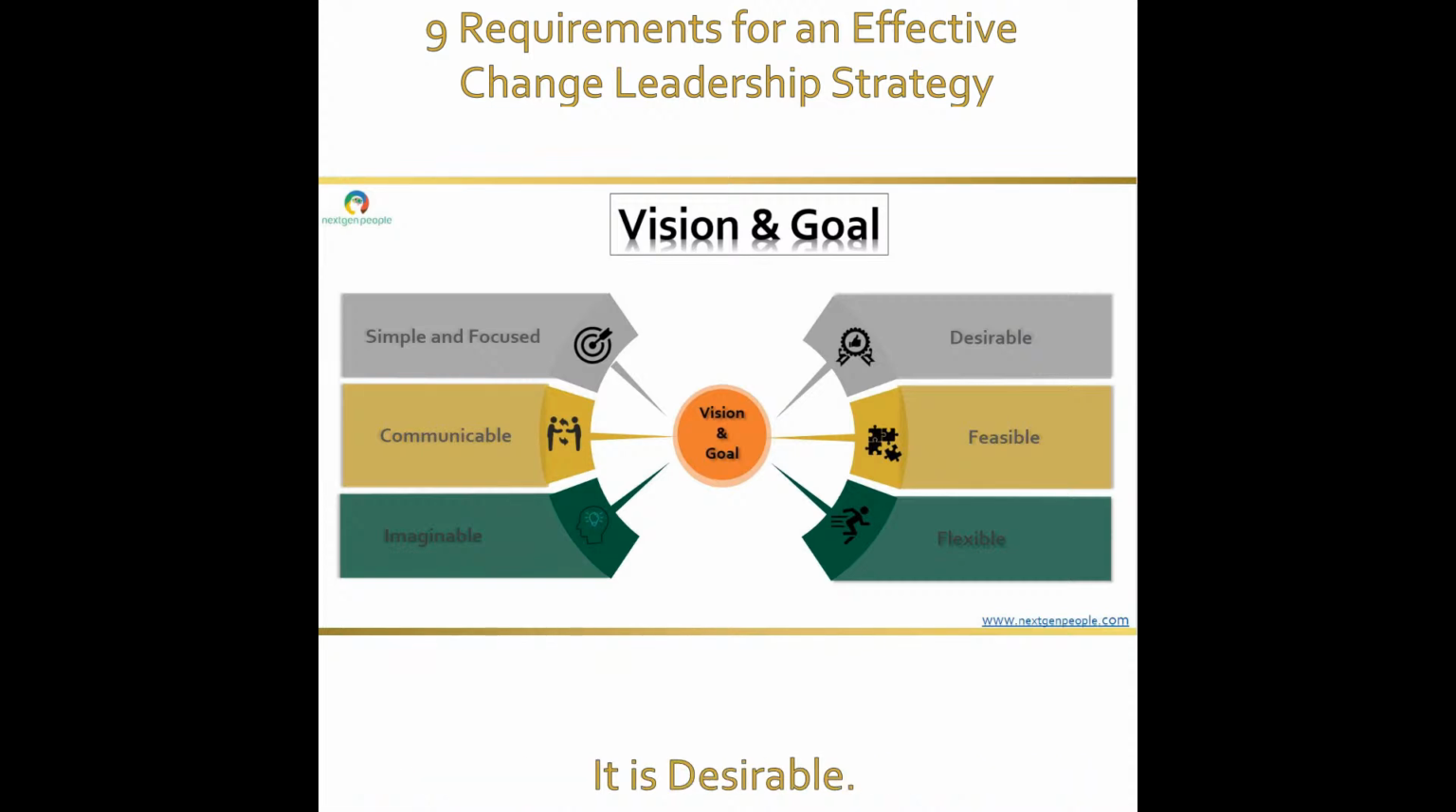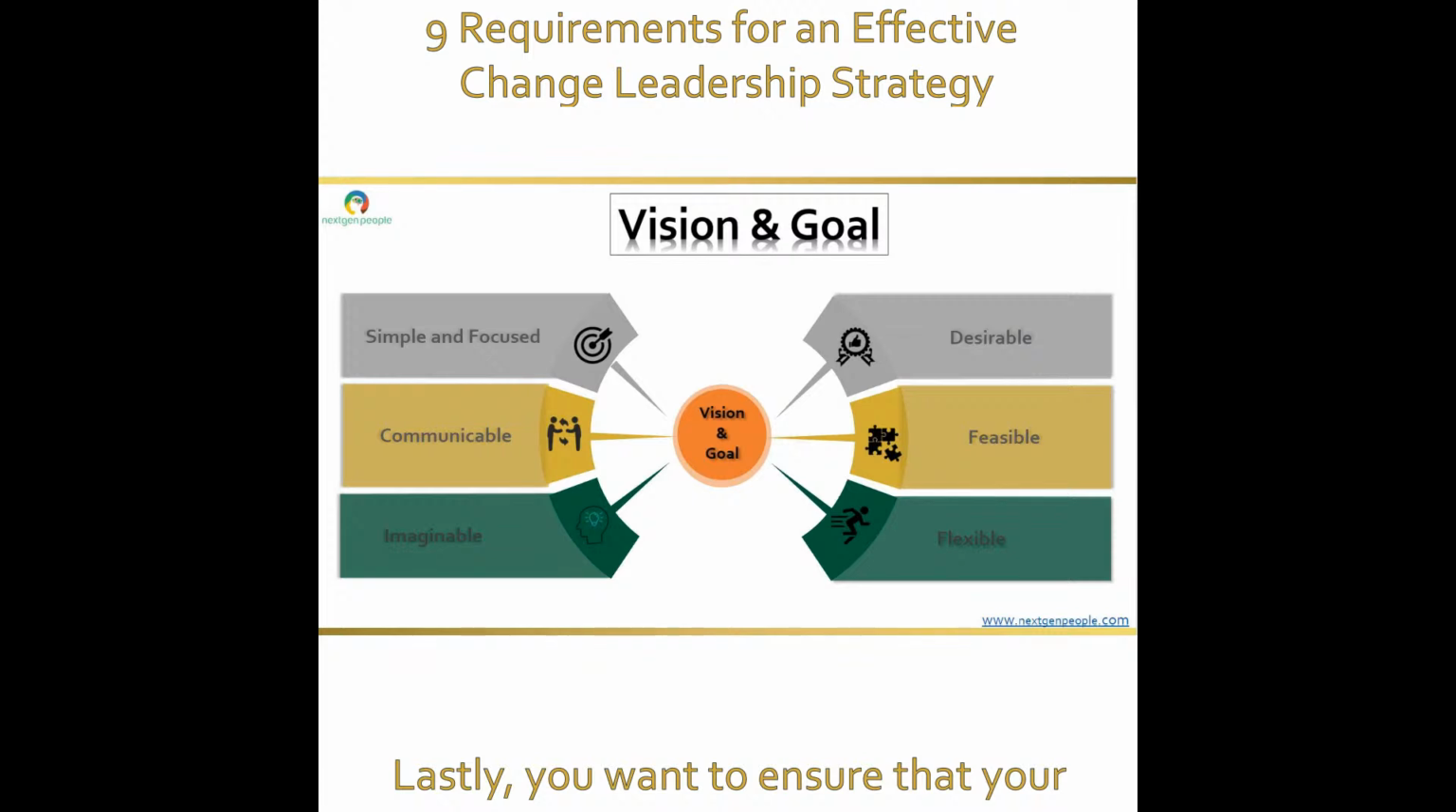And it is desirable. That means that people see what's in it for the organization, and hopefully they see what's in it for them. They can see the benefits. It is feasible. And that means that the vision is doable. So it's not just benefits that are tied to it, but they know you've done your due diligence, you've done your research to ensure that this vision can actually be implemented in a reasonable way successfully.